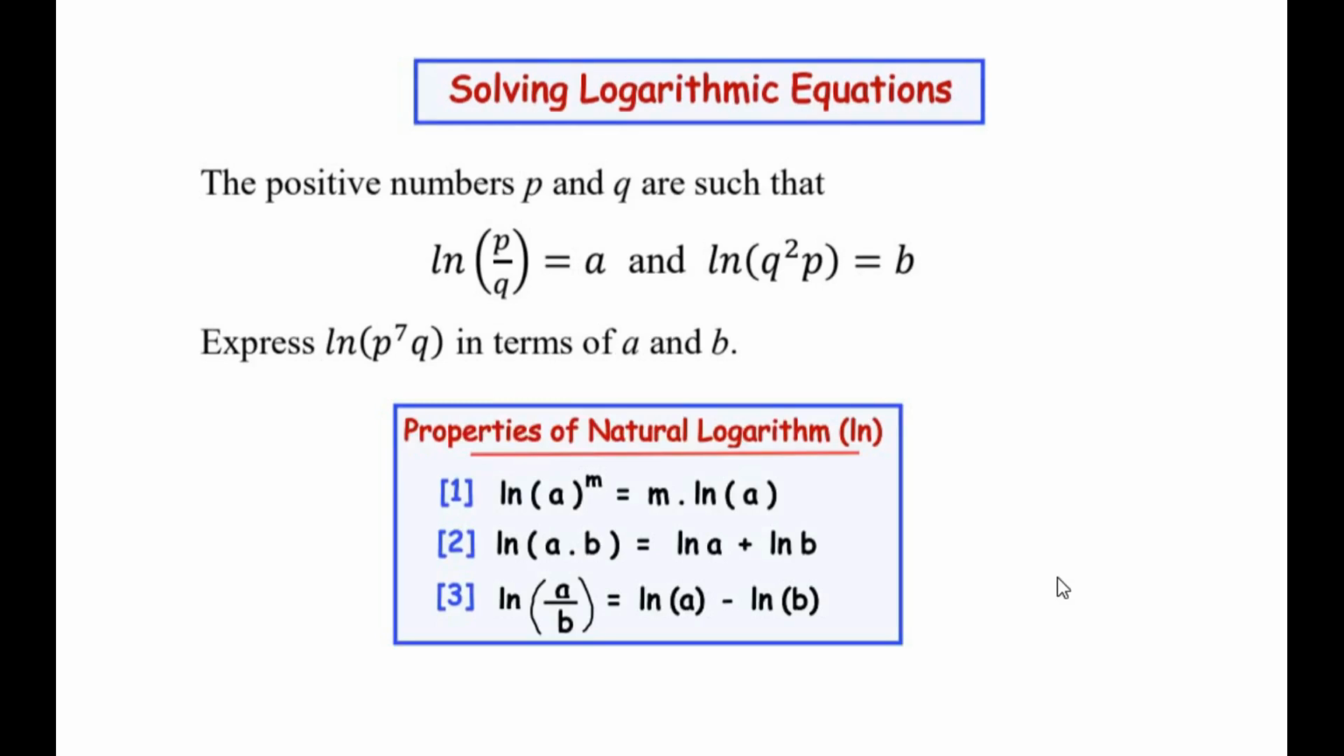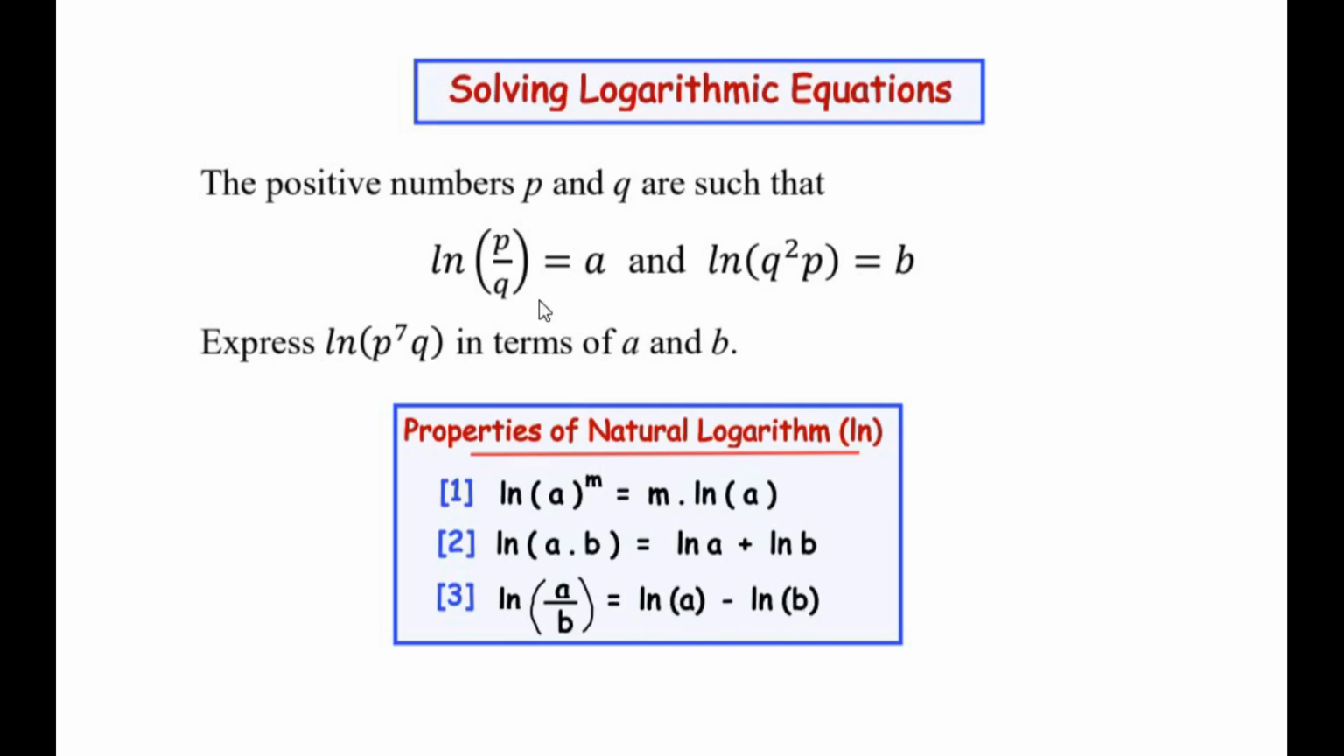To solve this question, we are basically going to make use of three properties. The first one is the power rule, that is ln of A to the power of m will be equal to m multiplied with ln A, that is the power comes out. The second property is ln of the product of two terms will be equal to ln of the first term, ln A, plus ln of the second term, ln B. This is called the product rule. And the third one is called the quotient rule. Here instead of multiplication you have division, that is ln of A divided by B will be equal to ln A minus ln B.